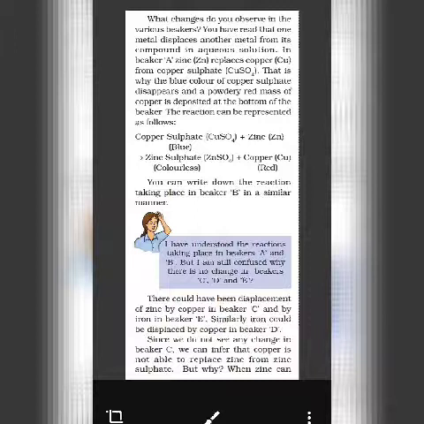You will write down the reaction taking place as you have done already. The color change will show that the reaction has taken place. Where there is no change in color, it means there is no change in the substance and there is no reaction taking place. There could have been displacement of zinc by copper in beaker C.